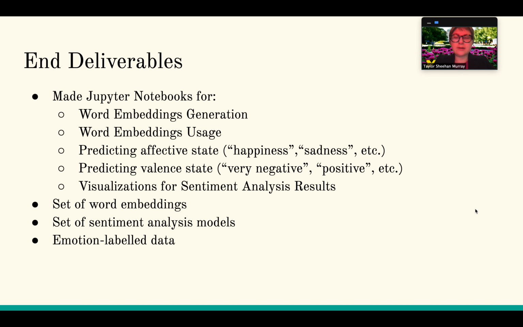However, we did deliver something for this project. We made these Jupyter notebooks, which are kind of just walking through code on how to make your own word embeddings, how to actually use them, so giving them some examples of what they can do with the word embeddings. We give them sentiment analysis models, so predicting affective state, which is just like emotion, like we said before, predicting valence state, so predicting in a class, is it very negative, is it positive. We also gave them visualizations for different sentiment analysis results, as well as we gave ProQuest our own word embeddings, our set of sentiment analysis models, and emotion labeled data.